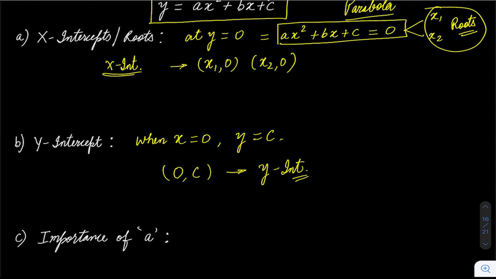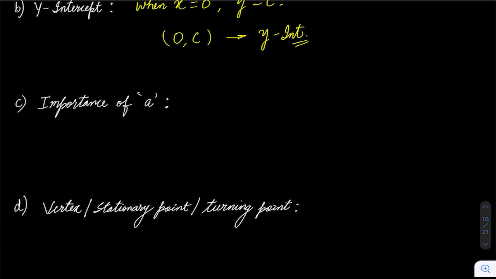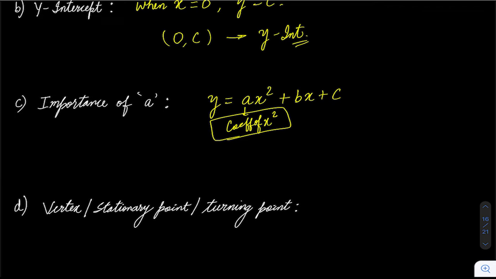Now the next thing you need to know is the importance of a. What is this a? We have the quadratic ax square plus bx plus c, so a is the coefficient of x square. So what is the importance of this? If a is positive, then my parabola will be opening upwards like this. And if my a is less than 0, then my graph will be a parabola opening downwards like this.